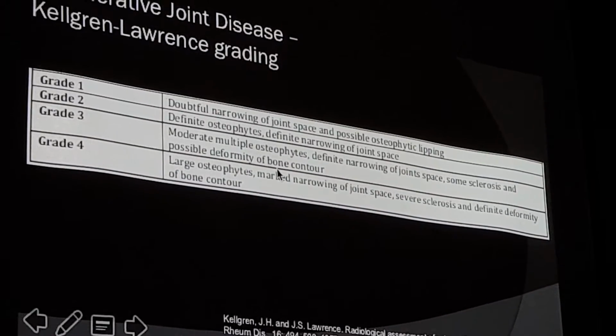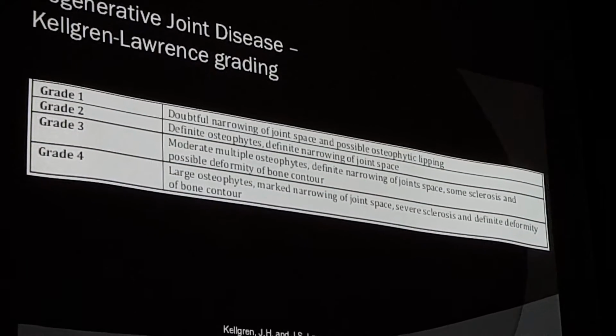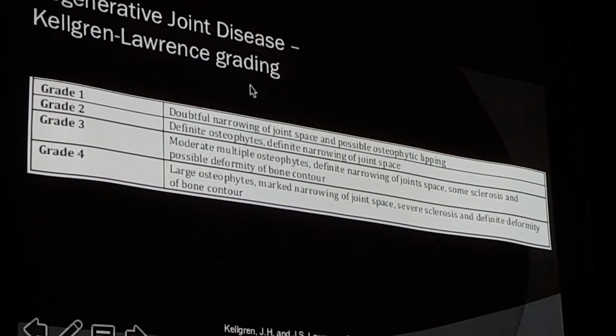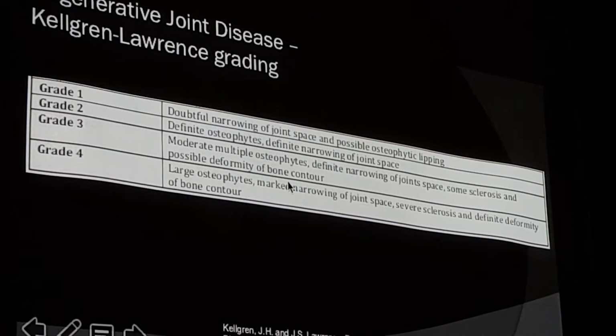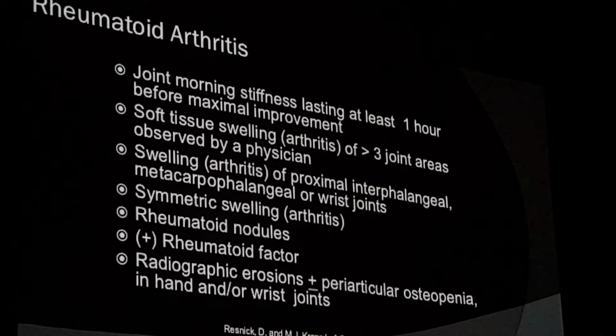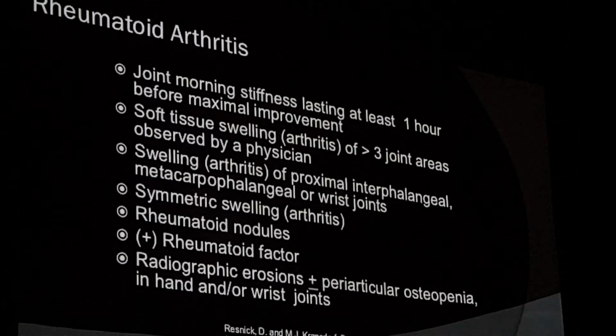Now, for joint disease, particularly involving the knees and the hips, we have a grading system. It's called the Kellgren-Lawrence grading system, and we use that to determine how severe the joint space narrowing is. Okay, so we've talked about degenerative joint disease. Now, just a brief review of rheumatoid arthritis.